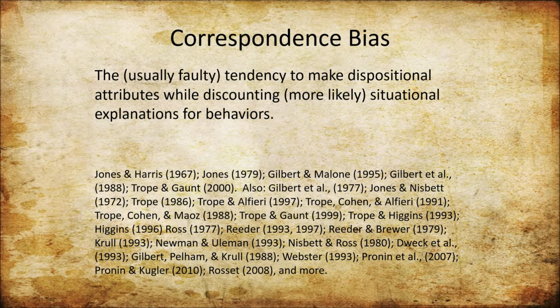So this phenomenon, whereby people make a dispositional inference, an inference about the person himself, while failing to consider situational factors, is called the correspondence bias. And we have the name correspondence bias because this is all about a tendency to automatically assume that some behavior corresponds to some trait about the person who behaved. And as you can see from this not all-inclusive list of references here, this has a long history of research in social psychology.